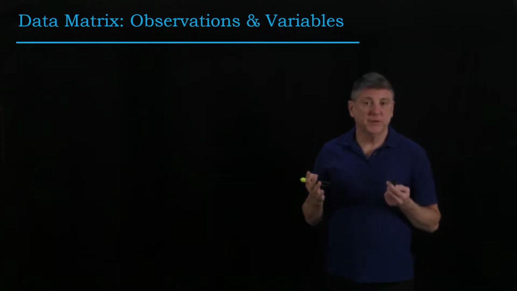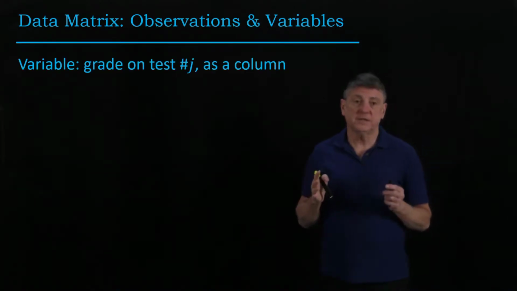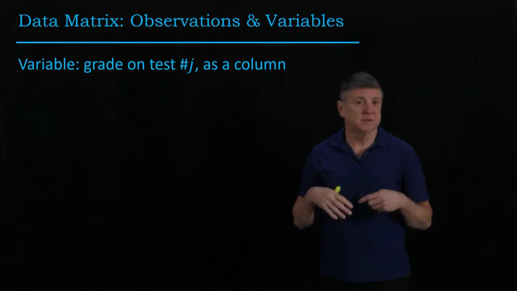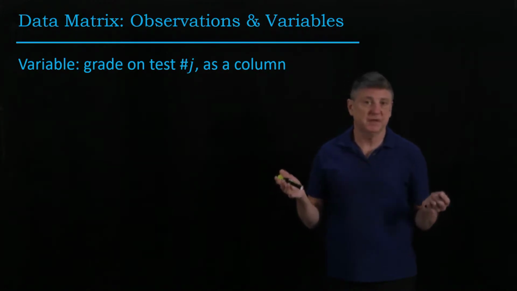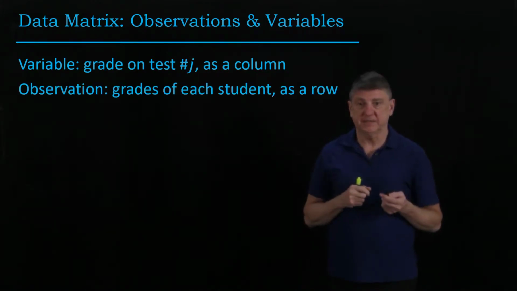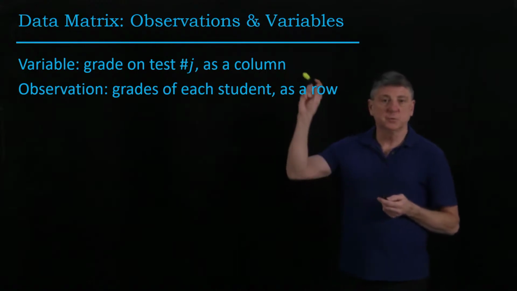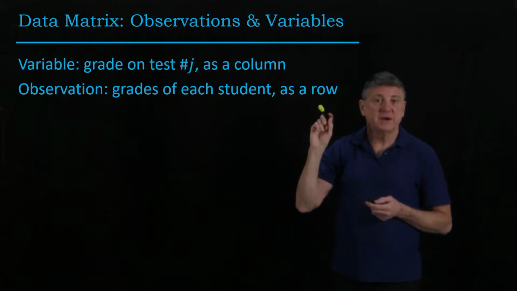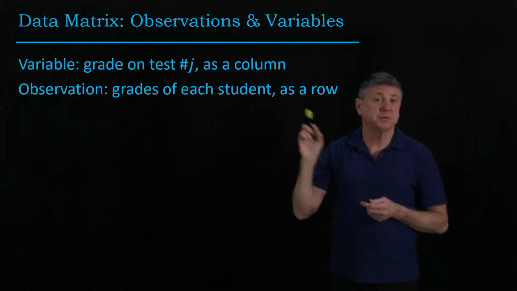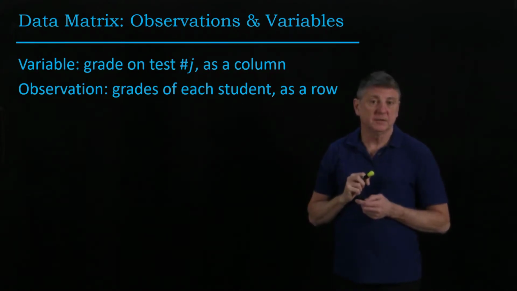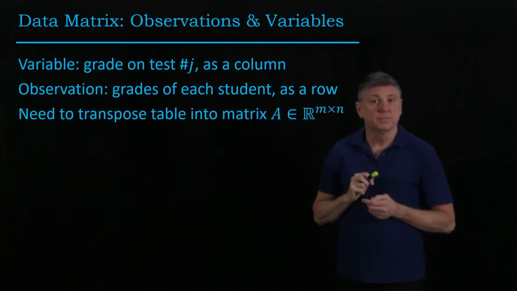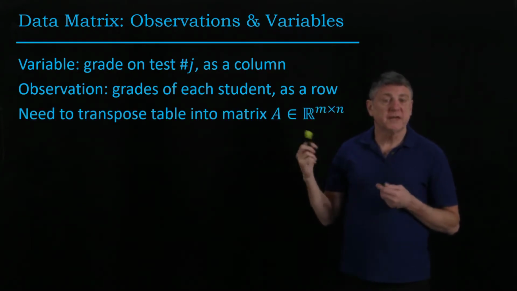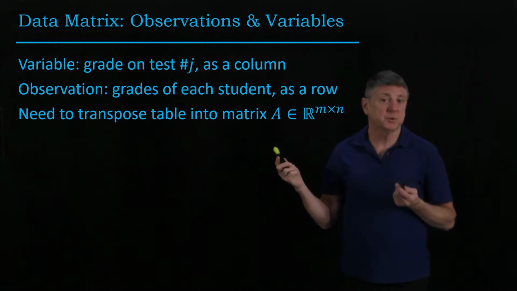So the first thing that we have to do is sort out what is an observation and what is a variable. This is something that I have to do every time I look at a new data set. So here the variables will be the grades on the test, and those will be columns. And then the observations will be how each student has been graded on those tests, and that will be a row. So that means that we will take our original table and we'll transpose it into a matrix.